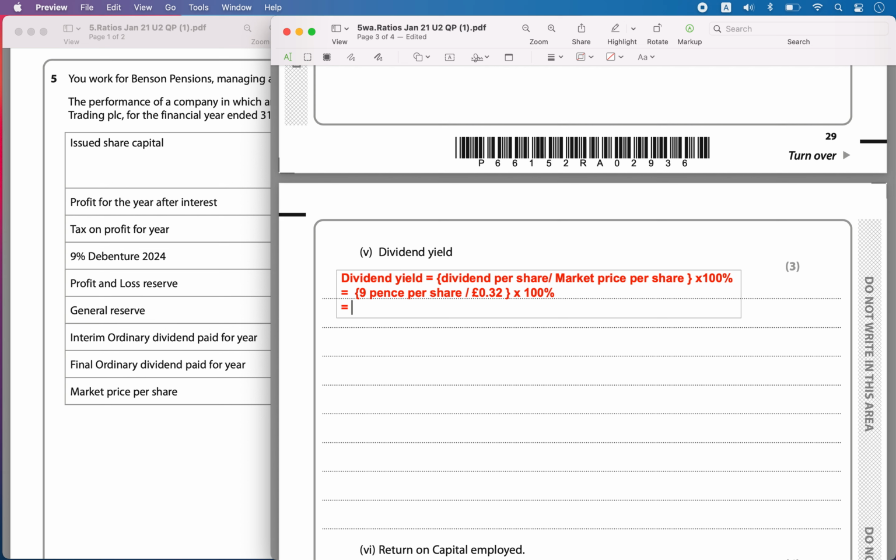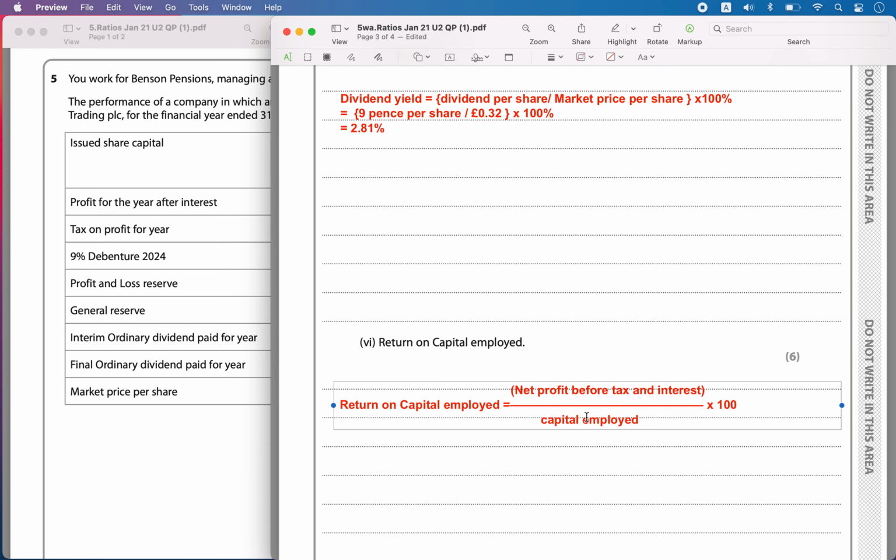So that is equal to 2.81 percentage. So that was the dividend yield. Next, the return on capital employed is equal to net profit before the tax and the interest was paid divided by the capital employed times 100. Now what was the net profit before the tax and interest was paid? We have to calculate that. So let's calculate that.